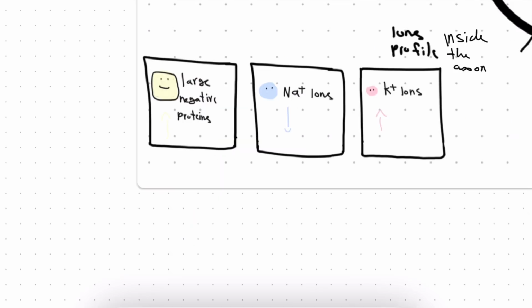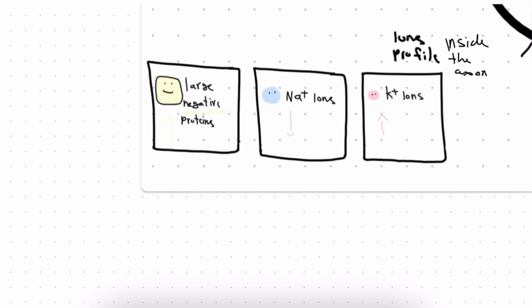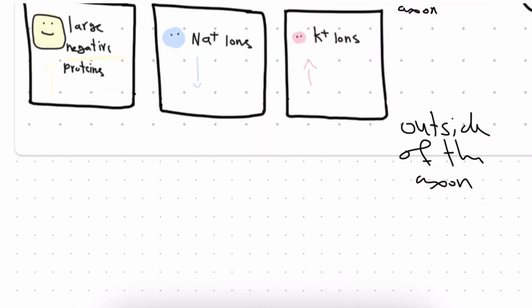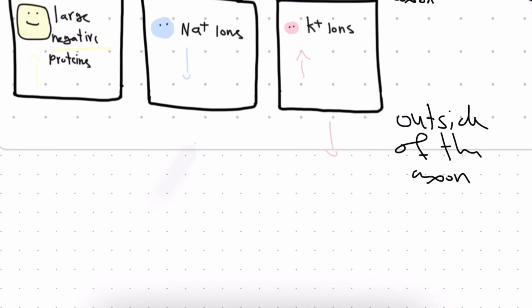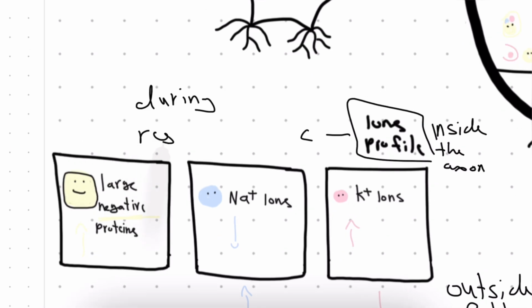Sodium and potassium both have a positive charge. These proteins have a negative charge. Outside the axon, the concentration of potassium is low and the concentration of sodium is high. This is the ion profile during the resting state.